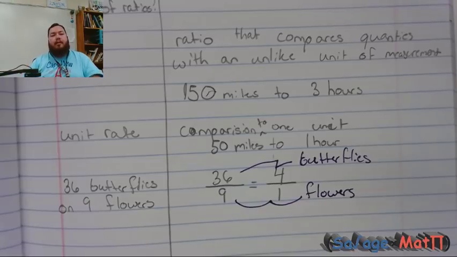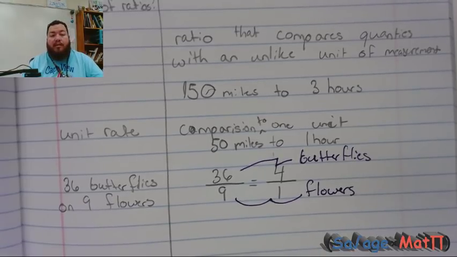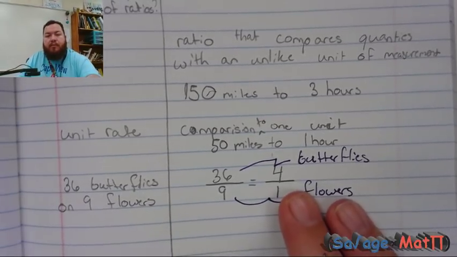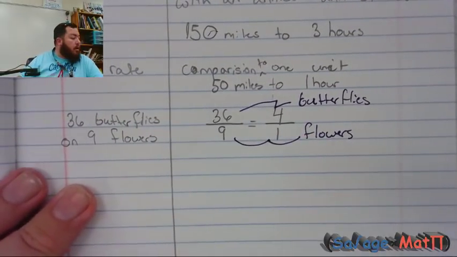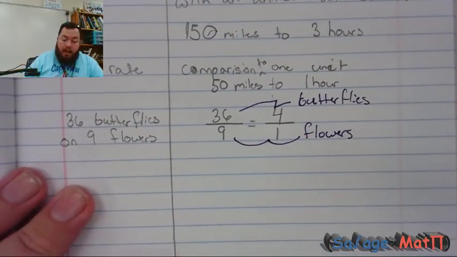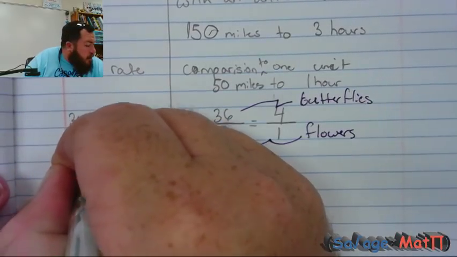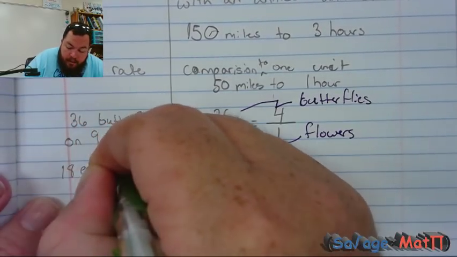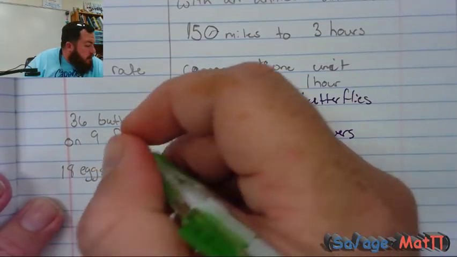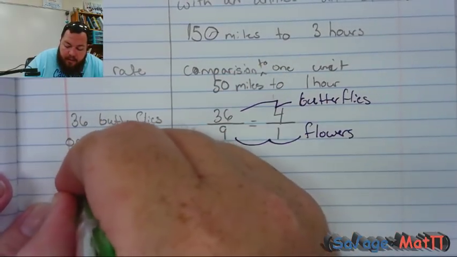Alright, guys? And that's it. That's this whole lesson. And we can do one more example if you want. And I can go ahead and I'll use number 10 as my example. And it says 18 eggs laid in 3 days.